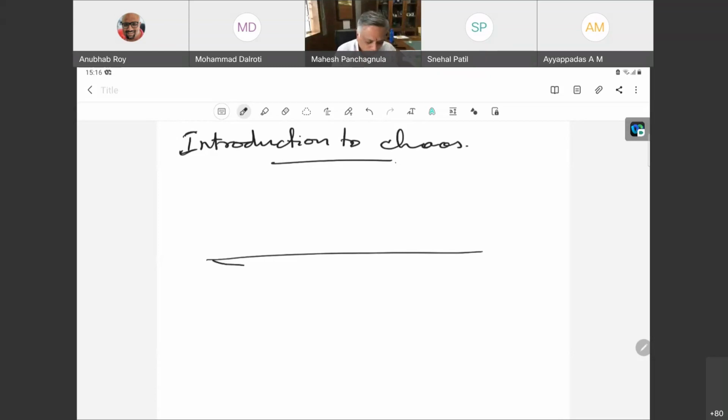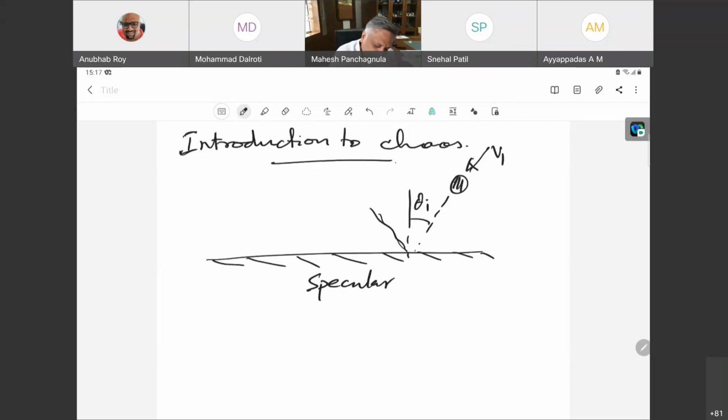So let's say I have a ground, and I'm injecting a ball at this ground at some velocity vector v1. For completeness, we know theta incidence. Now imagine a pure specular reflection problem. If I know the initial condition, I know the final outcome such that theta r equals theta i. There's nothing uncertain about this.